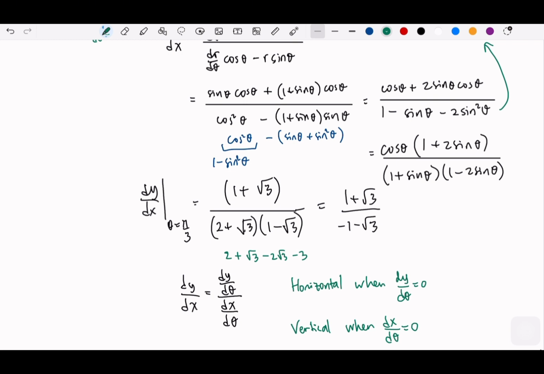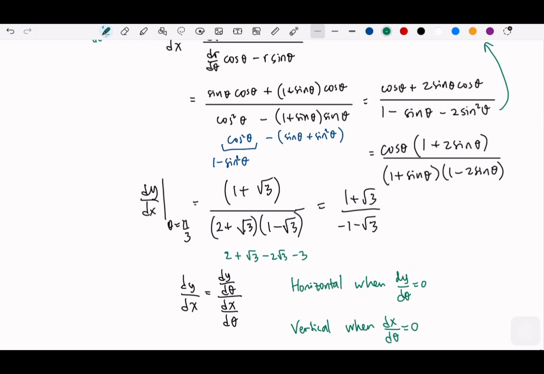But since we need to adjust the theta, okay. So horizontal is when this is 0, vertical is when this is 0. Can we have some situations where both of these are zeros? We might have, right? 0 over 0. We can, right?